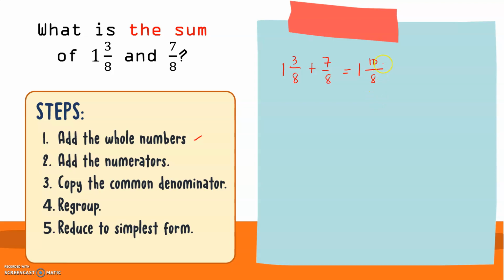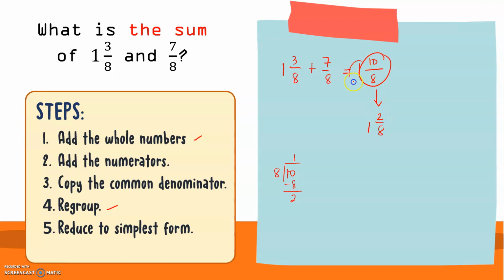Now, as you can see, the fraction in the answer that we got is an improper fraction. So that means we will need to regroup it. So let's divide 10 and 8. 10 divided by 8 is 1. 1 times 8 is 8. Then we'll have 10 minus 8 is 2. So that means 10/8 will be rewritten as 1 and 2/8.